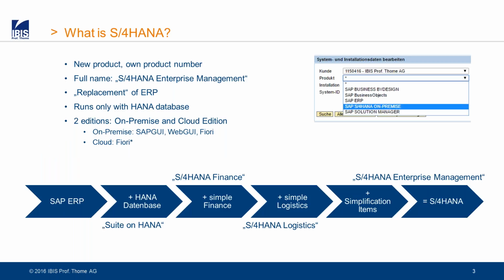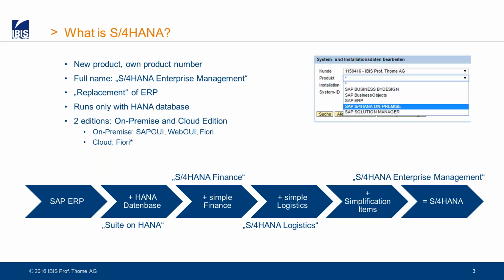Of course, just to be on the same level here, it has its own product number, so it's not SAP ERP, it is S/4HANA, so it's a different product. The full name is also with Enterprise Management. It kind of replaces ERP. It's a different product, but still we don't know if SAP ERP will be continued forever. And of course, it only runs on the HANA database.